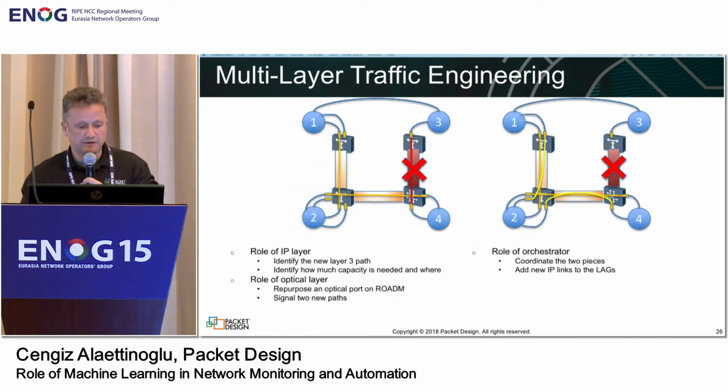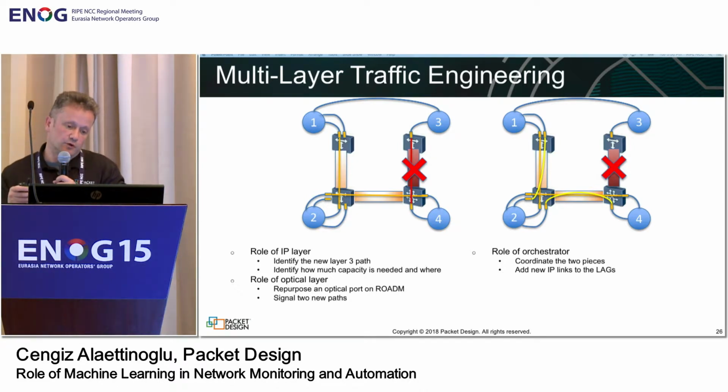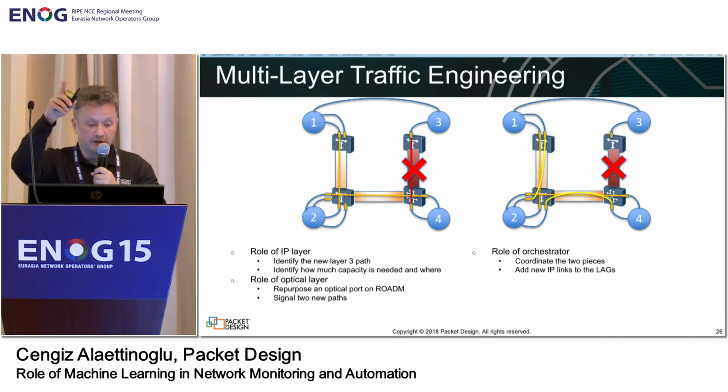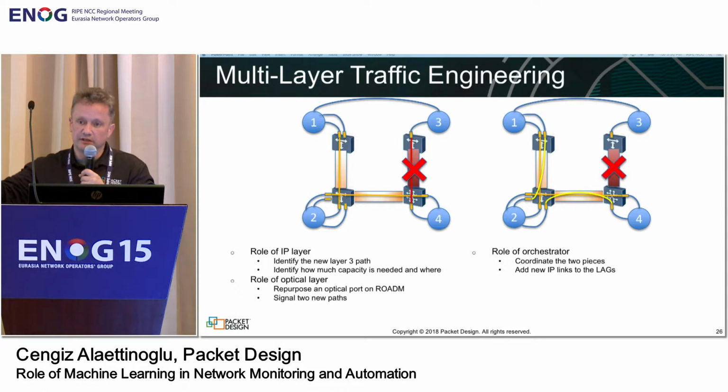For this service provider, I'll just jump to the example. This was a lab trial at the service provider. What we see here are 4 routers on the top, 1, 2, 3, and 4, and inside are the optical switches. One of them is a ROADM, the other ones are not. And then the link on the right fails, and the IP link between router 3 and router 4 fails as a result of that optical failure.